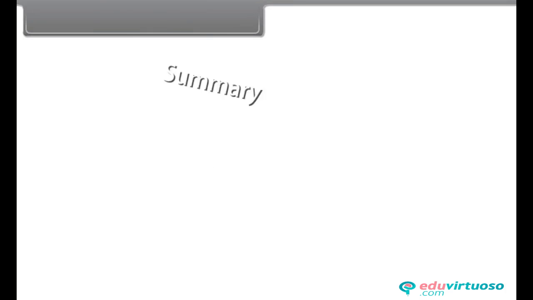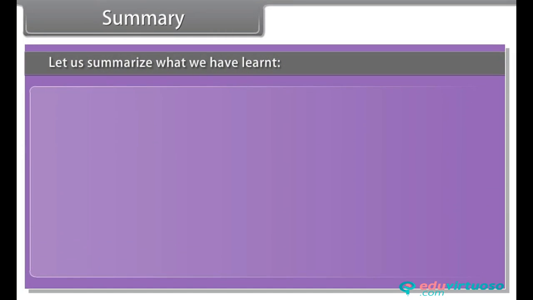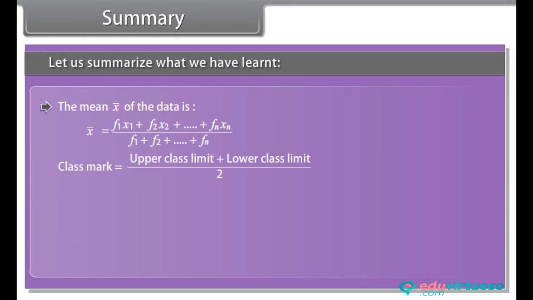Summary. Let us summarize what we have learned. The mean x bar of the data is x bar equals f1 x1 plus f2 x2 plus and so on plus fn xn by f1 plus f2 plus and so on till plus fn. Class mark equals upper class limit plus lower class limit upon 2.